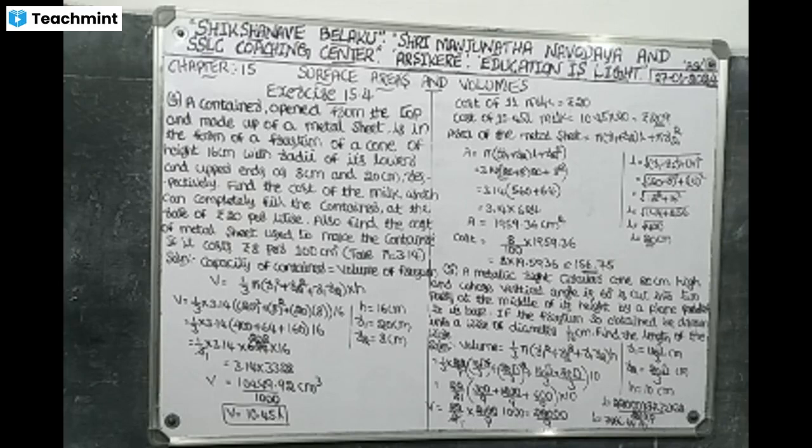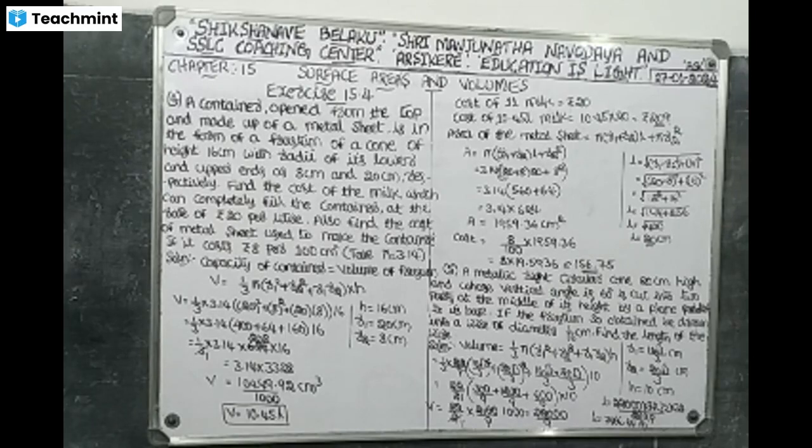3.14 into 3328 gives 10,449.92 centimeter cube. Convert into liter by dividing by 1000, since 1 liter means 1000 centimeter cube. Then we get the answer 10.449, approximately 10.45 liter. Then the cost of 1 liter milk is equal to rupees 20. Cost of 10.45 liter milk is equal to 10.45 into 20. We get the answer rupees 209.